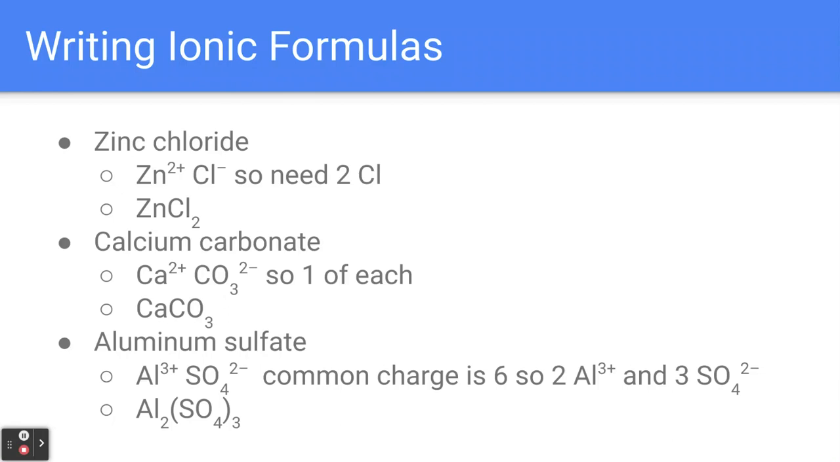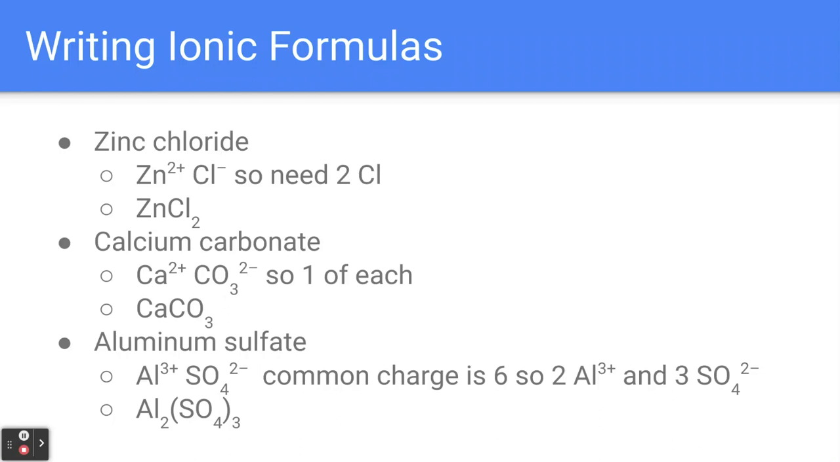And then lastly, aluminum sulfate. We've got aluminum that has a +3 charge. Sulfate has a -2 charge. The common charge there is 6. When I say common charge, you're thinking kind of like common denominator. So what's the common number between 3 and 2 that'll get you there? That common number is 6. So to get to 6, we need 2 aluminums, because aluminum has a 3+, so 2 times 3 gives us 6. And then we need 3 sulfates. 3 times 2 gives us 6.